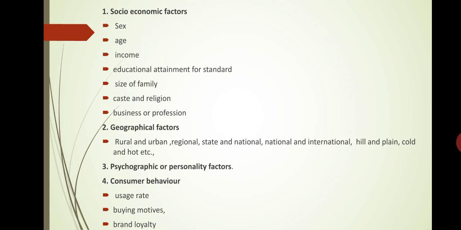And next one, educational attainment or standard. Some products, particularly books and magazines, are sold on the basis of educational standard of consumers. On the basis of educational standard, a market can be segmented into three parts: educated, semi-educated and uneducated. Different pricing policies and advertising policies may be adopted for different segments of the market.